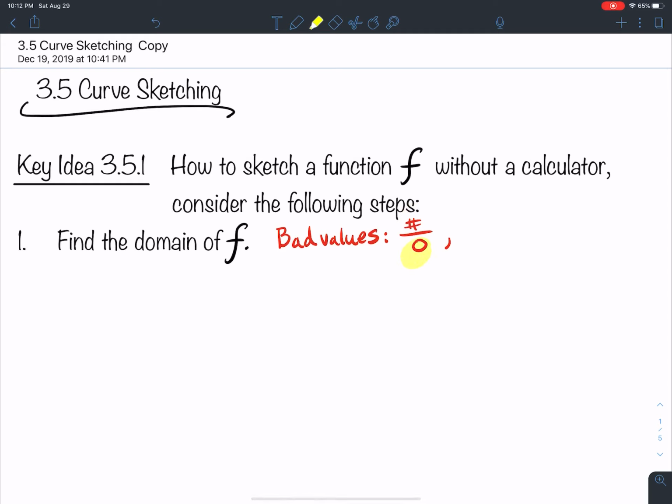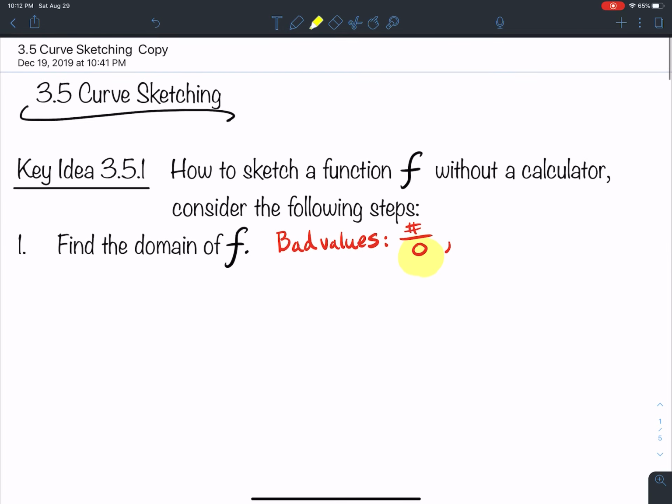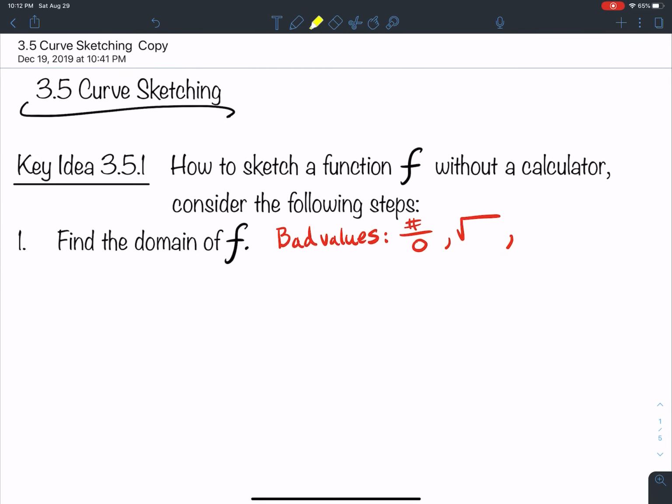Dividing by 0 is a no-no. It's been a no-no for a while. So when you're talking about rationals, set the denominator equal to 0, and you'll figure out where your function's not defined, right? Okay. Also, when you're doing a square root, what's bad with a square root or even indices?